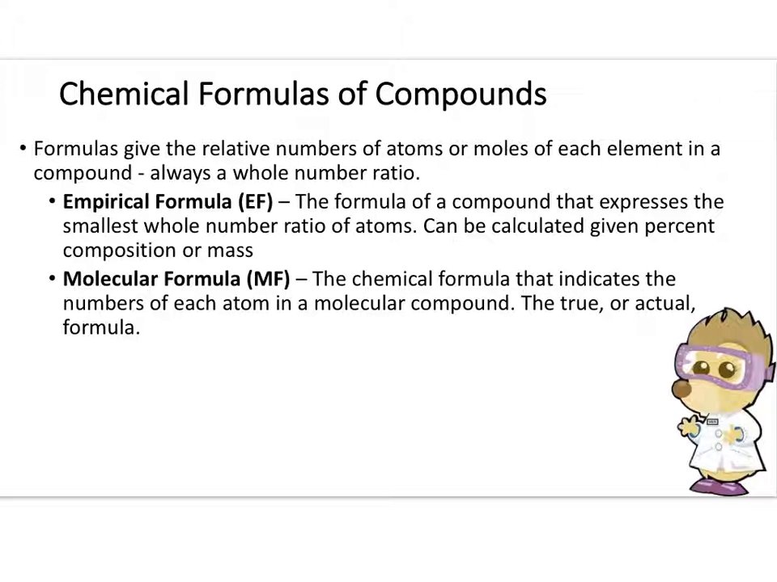The main difference between empirical formulas and molecular formulas is that the empirical formula is the formula with the smallest whole number ratio of atoms. So it is not the true or the actual formula. The molecular formula is the formula that we've been using in these past units. It's the real formula.